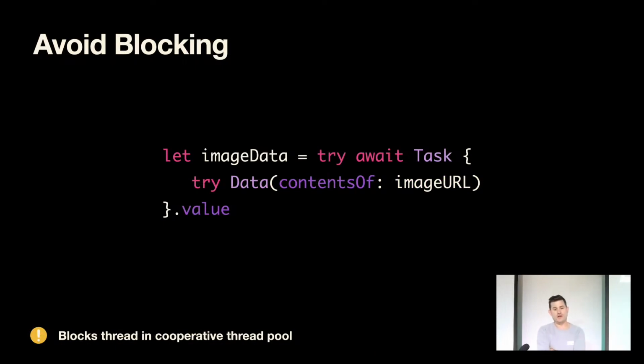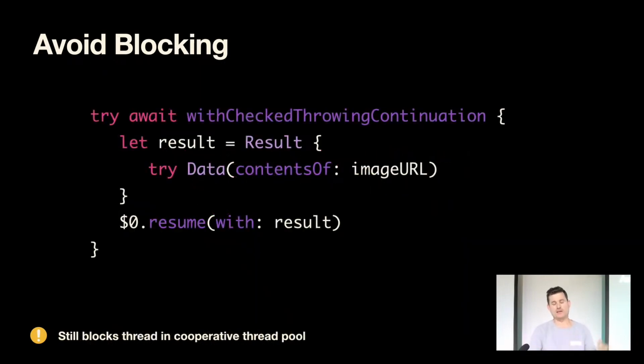So you can try naively to not block. You might think, I'll wrap this in a task like this. And yes, this might get something off the main thread, but it's still going to block, and it's going to block one of the threads in the cooperative thread pool. You can try even harder and think, oh, maybe I'll do a continuation. I'll basically do the same pattern, but it still blocks a thread in the cooperative thread pool.